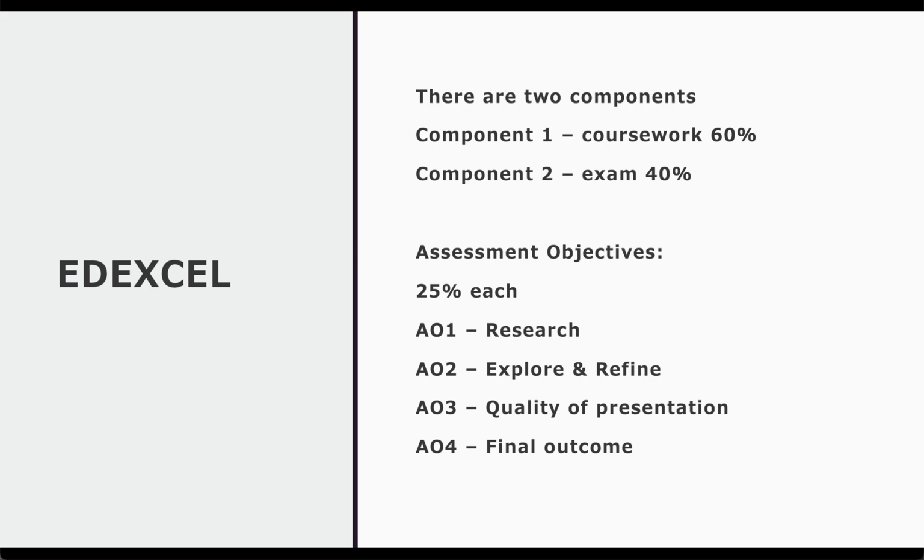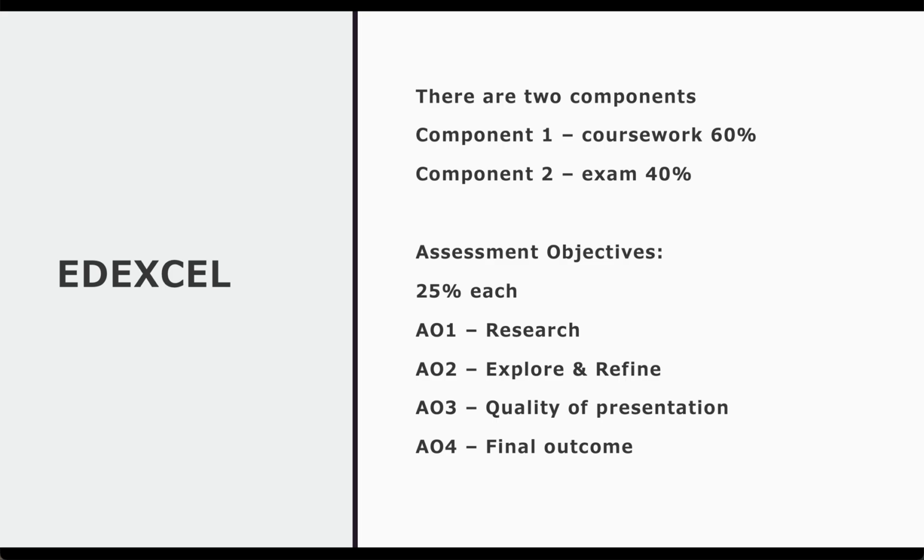So, Edexcel is your exam board, and there are two components. So there's component one, which is your coursework, and that's worth 60% of your GCSE, and you will start doing your coursework from year 10. Then there's component two, and that's the exam part, and that will be released from January when you're in year 11, and that's worth 40% of your GCSE.